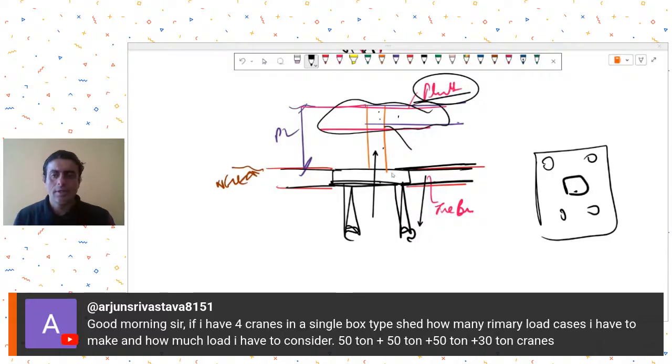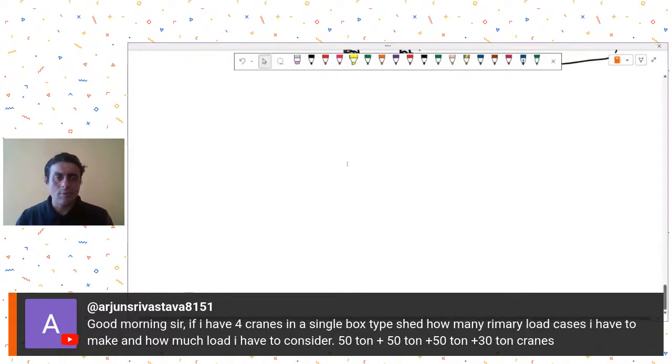Okay. The next query is from engineer Arjun Srivastav. He is saying, if I have 4 cranes in a single box type shed, how many primary load cases do I have to make and how much load do I have to consider? 50 tons plus 50 tons plus 50 tons plus 30 tons. So is it a single portal?